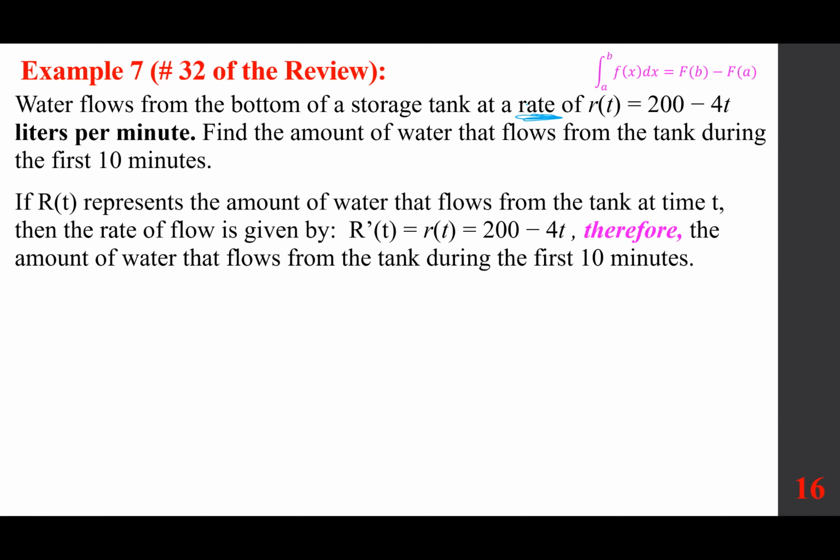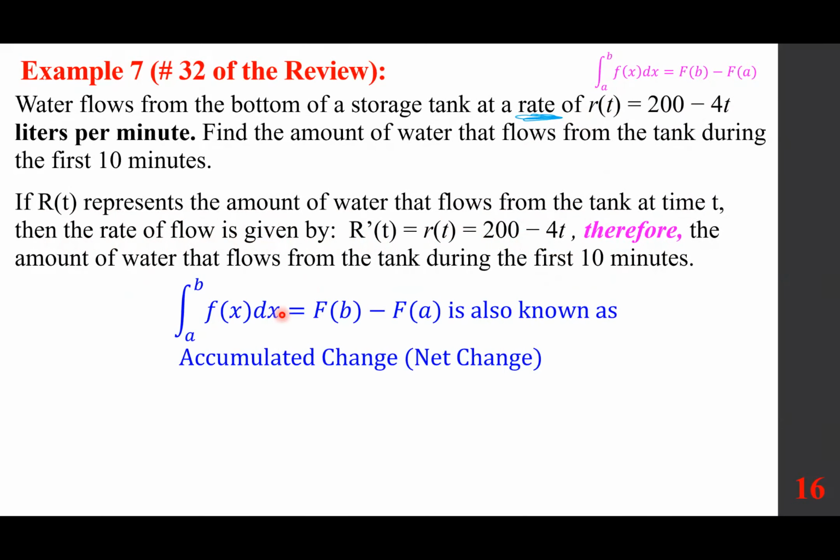So the first thing we want to discuss: if capital R of t represents the amount of water that flows from the tank at time t, then the rate of flow is given by capital R prime of t or lowercase r of t, which is 200 minus 4t. Therefore, the amount of water that flows from the tank during the first 10 minutes will follow what we call an accumulated change or net change, which is the integral of this lowercase r of t. In general, the integral of f of x dx from a to b is capital F of b minus capital F of a, also known as accumulated change or net change. So let's do that.